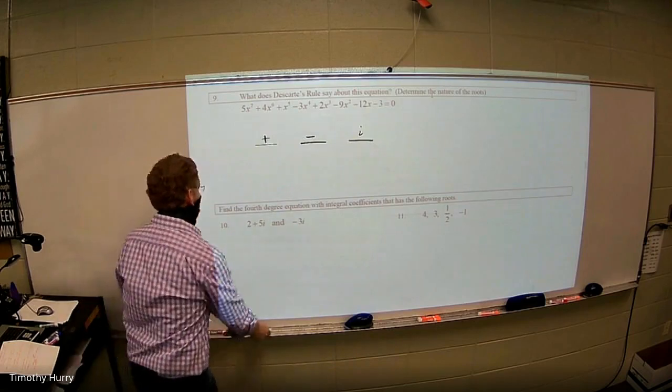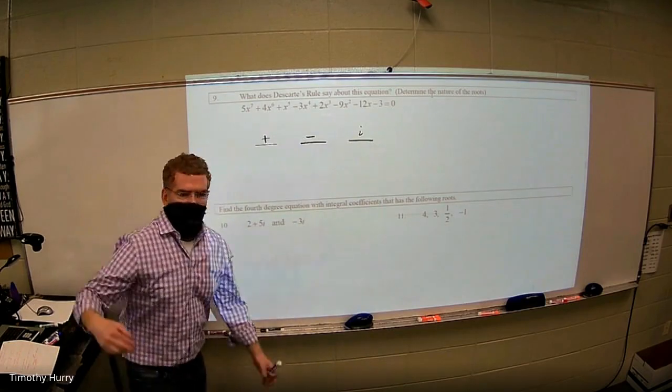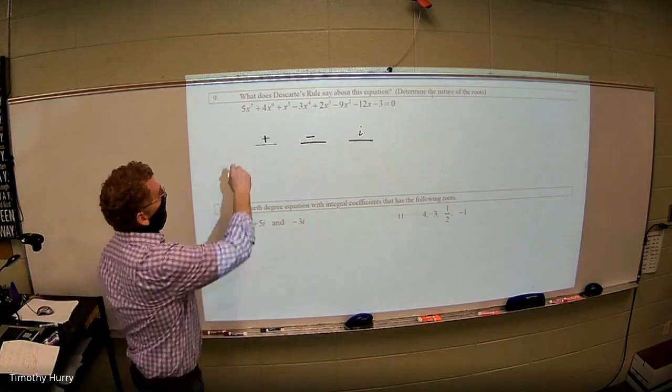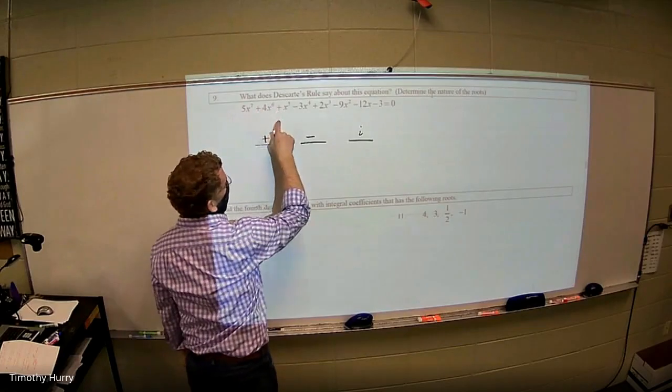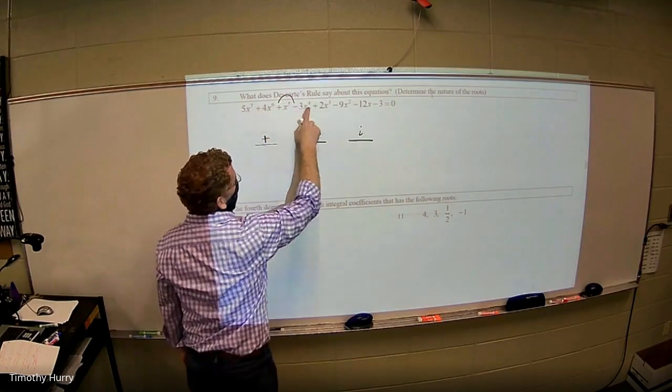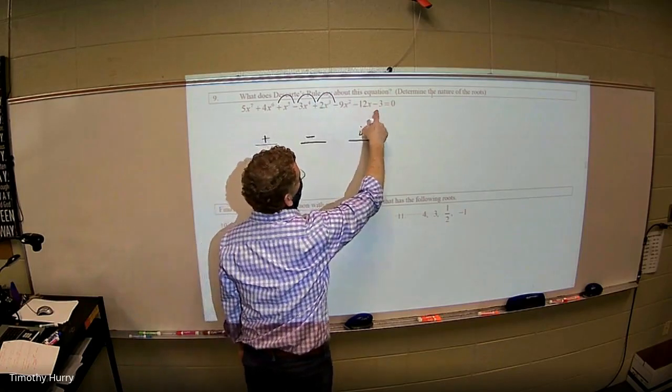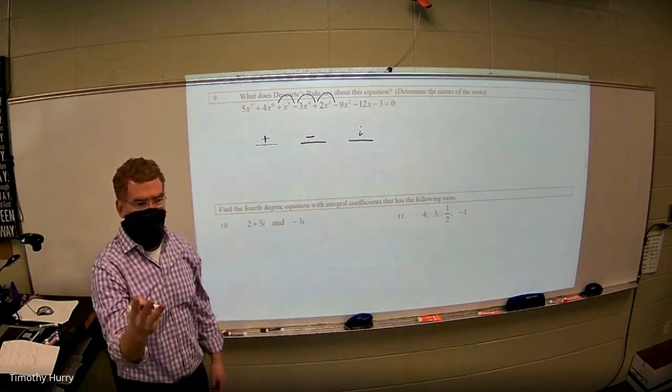And to do that, I'm going to check signs changing. So the first thing I do is just look at the original problem. And as I move from left to right, how many times do the signs switch from plus to minus? Well, plus to plus isn't a switch. Neither is plus to plus, but plus to minus is. Minus to plus is. Plus to minus is. Minus to minus is not. And minus to minus is not. So I counted 3 changes.